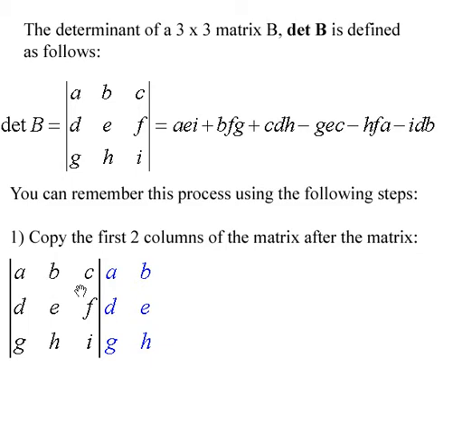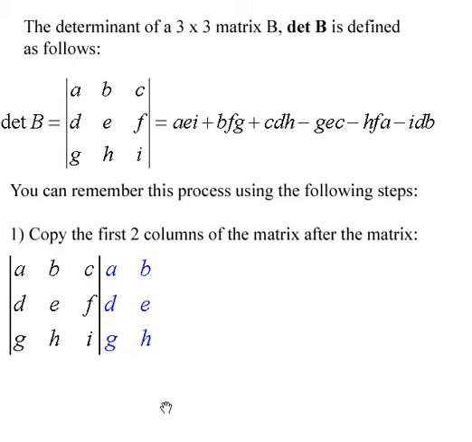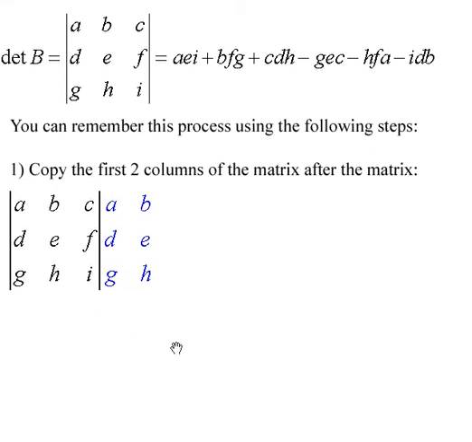So here's our matrix A, B, C, D, E, F, G, H, I. We're going to take the first column, A, D, G, and write it over again right outside behind the matrix. We're going to take the second column, B, E, H, and write that behind the previous first column. So now as we look at this, we'll be able to see that we have diagonals containing 3 numbers.